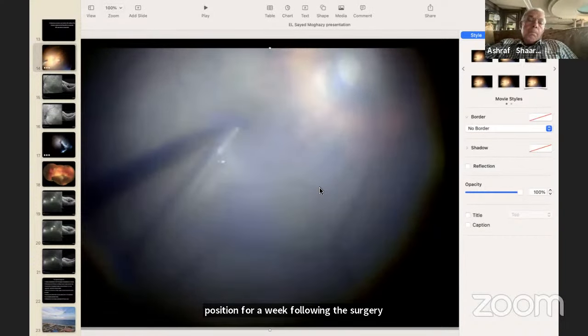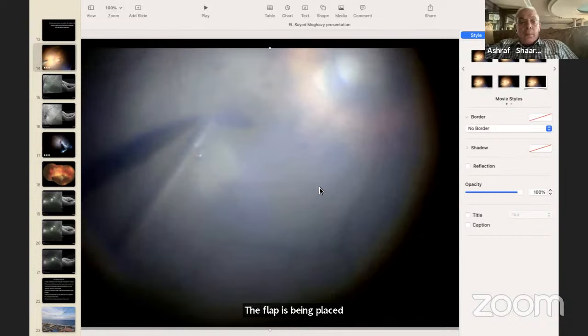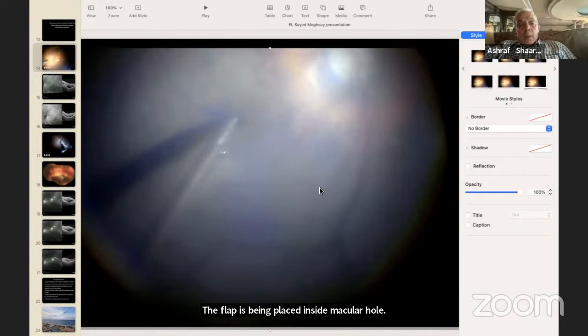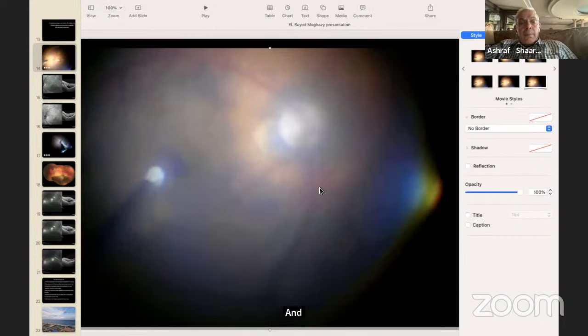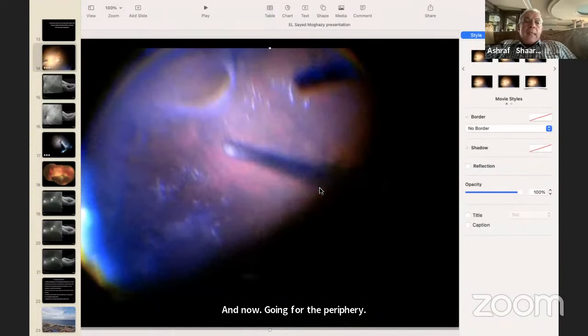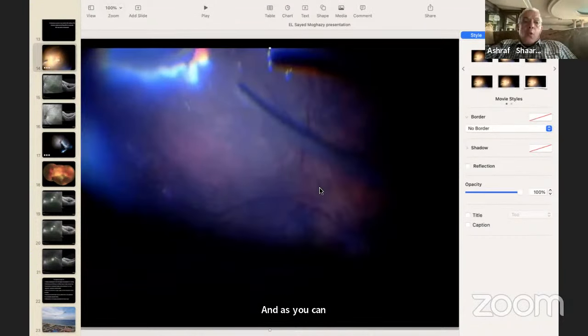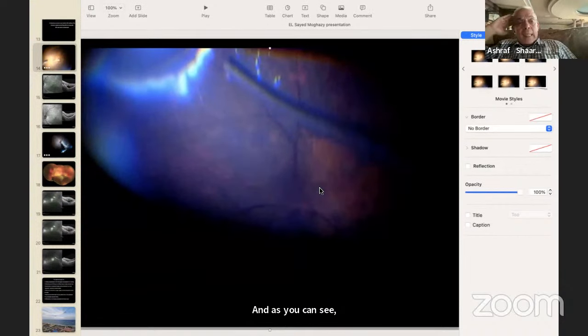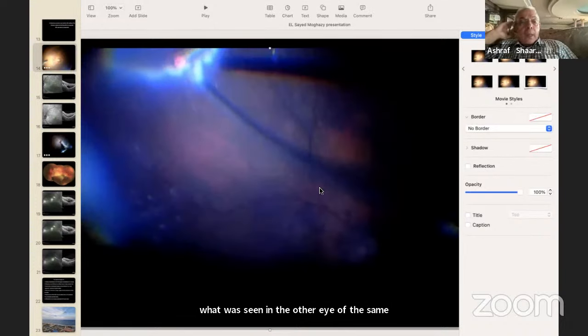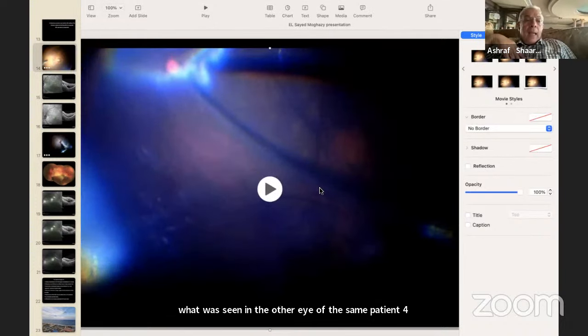The flap is being placed inside the macular hole. And now going for the periphery. And as you can see, multiple large horseshoe breaks, as was seen in the other eye of the same patient 4 years ago. Endolaser was applied and the gas was replaced.